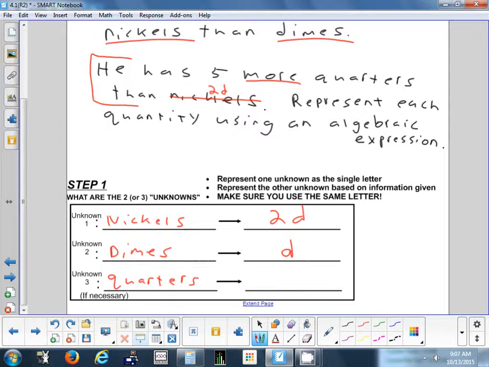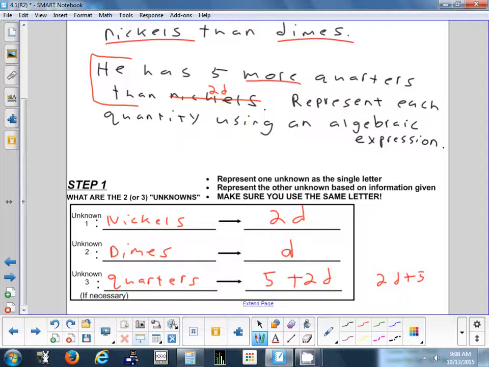More. What operation is more, Victor? Addition. All right, so we're going to have addition. And we have 5 plus 2D. So what, yeah, Victor, what would that be? 5 plus. Yeah. Is there any other way I could write it besides 5 plus 2D, and it would still be right? 2D plus 5. You could also write 2D plus 5. All right, so 5 plus nickels, and nickels was 2D.